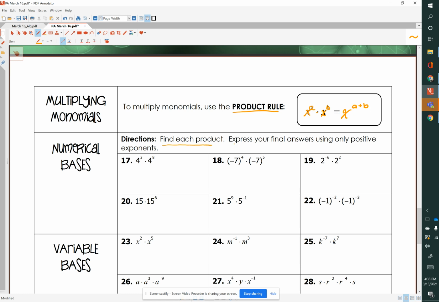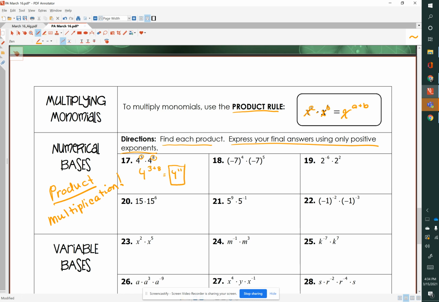We're asked to find each product and express our final answers using positive exponents. So if we have 4 to the third power times 4 to the eighth power, remember when we talk about the product, that is the answer we get when we multiply. So we're talking about multiplication here. So 4 to the third times 4 to the eighth would be 4, and then we would add 3 plus 8, and that would equal 4 to the 11th.